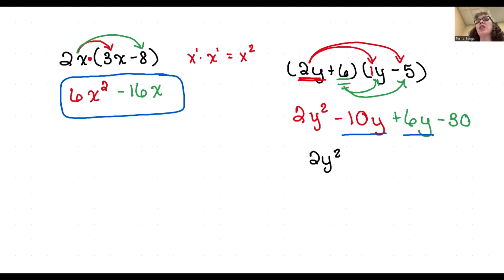But now we have negative 10y plus 6y. Well, what is negative 10 plus 6? That is a negative 4. And they have the y, so we bring it down.